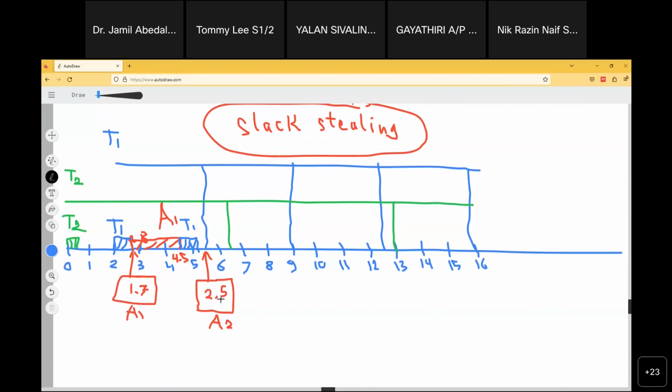How many units do we need to execute? Please, students, pay attention now. This is the most important point of this example. How many units do we need to execute of A2? 2.5. Okay, let's start. Half unit, 1, 2. Correct? So A2. Will there be a missed deadline?